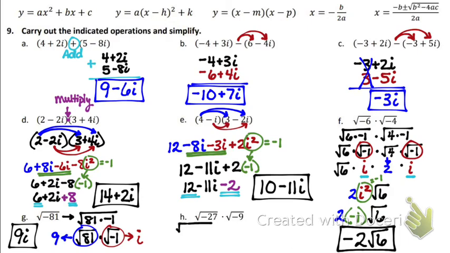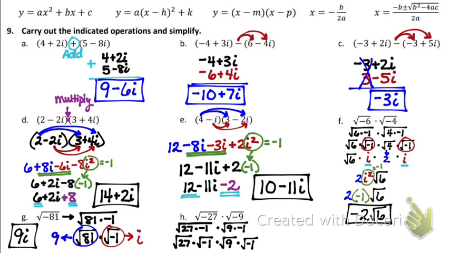Let's do part H, similar to what we did on F. I'm going to get those negative 1s out of there. So I have the square root of 27 times the square root of negative 1 times the square root of 9 times the square root of negative 1. Square root of -1 is i.